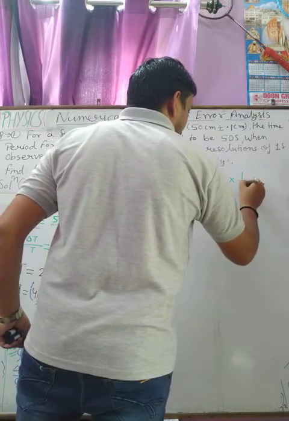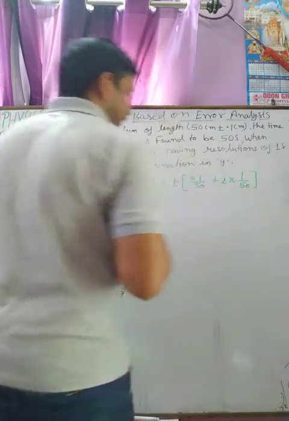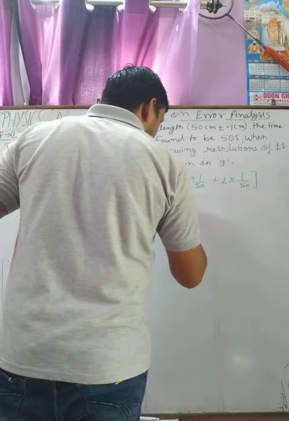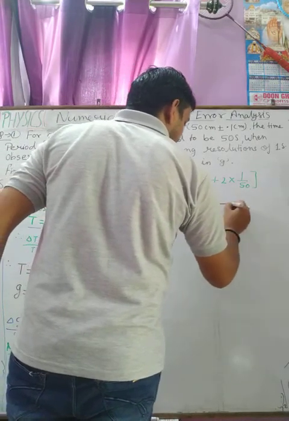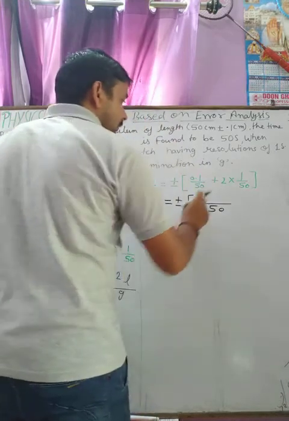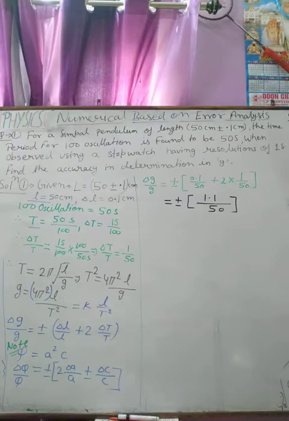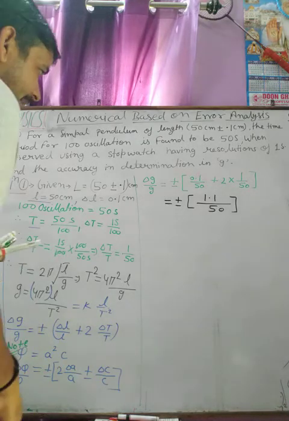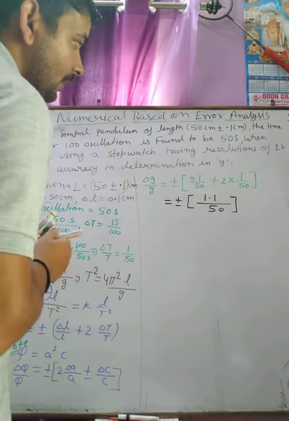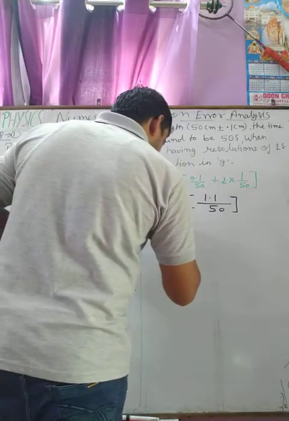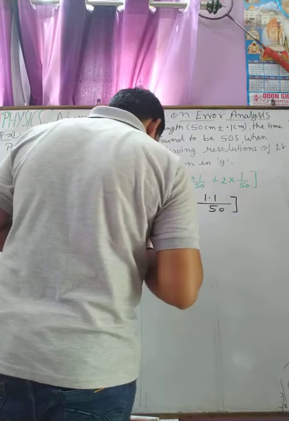Into 1 upon 50. So this we have final plus minus 50 as common 1.1. Okay, now on solving this we get plus minus.